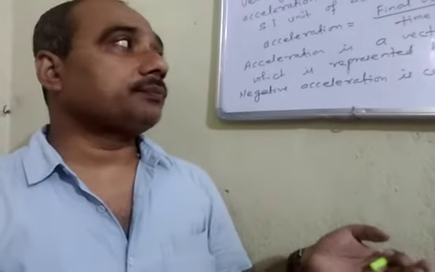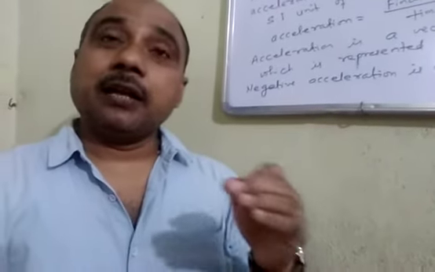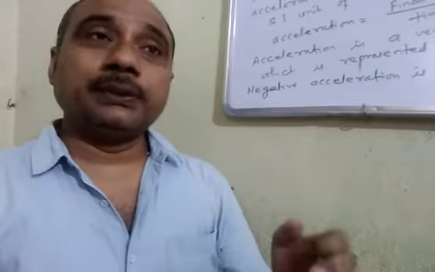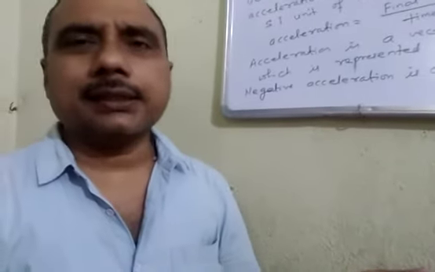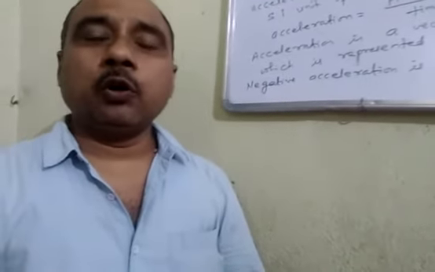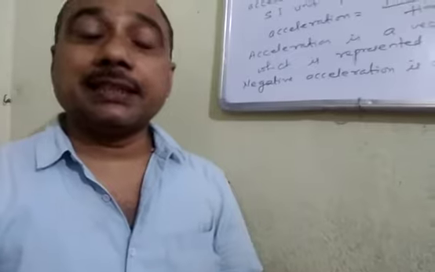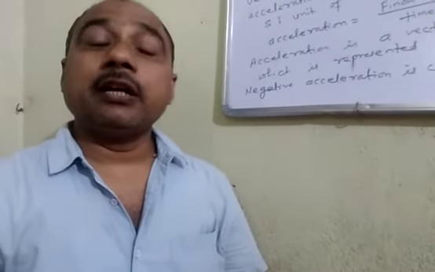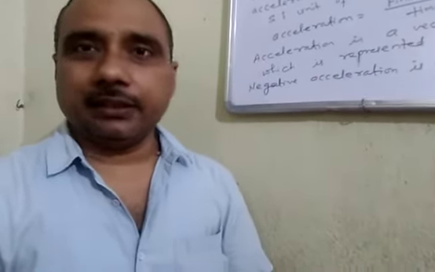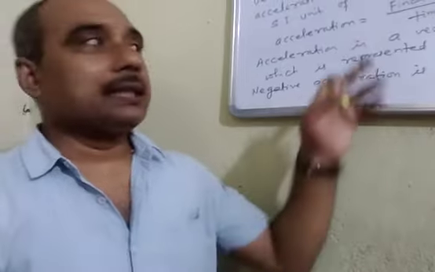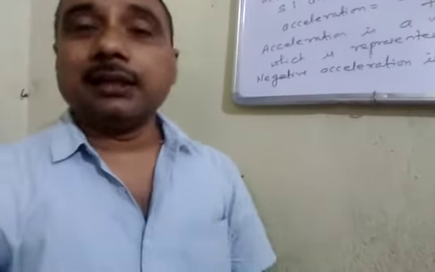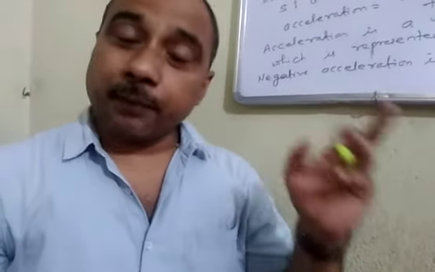Now, if the object is moving without acceleration, or acceleration is zero, meaning velocity is not changing, then it is called uniform velocity. If acceleration is always equal, then it is called uniform acceleration.